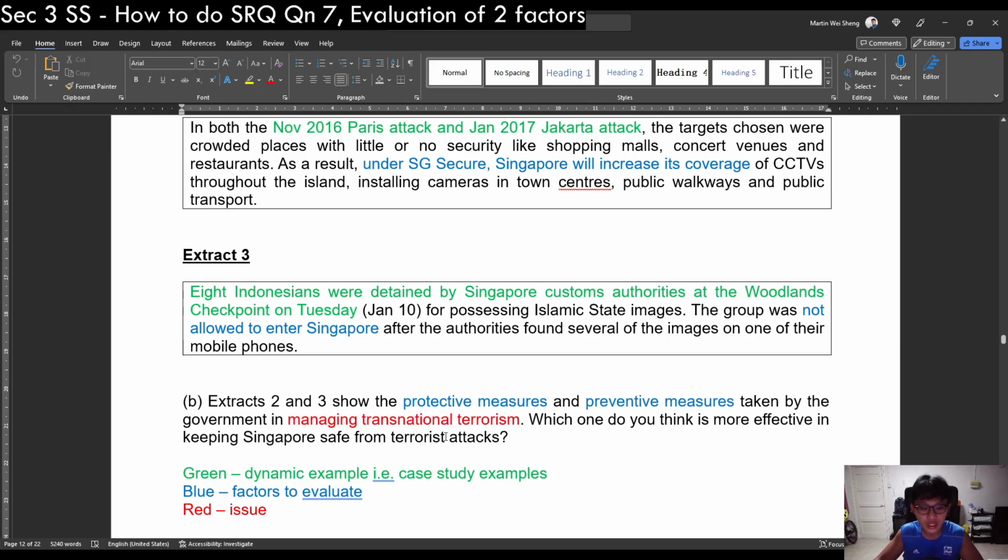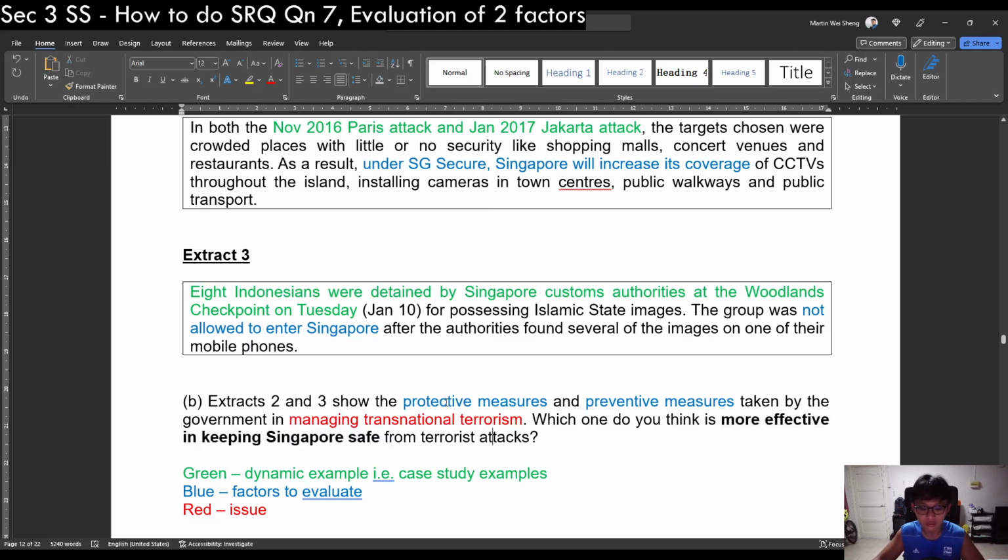In other words, this question shows you that this problem which Singapore faces, this issue of transnational terrorism, we have two ways to manage it. The first way is to have protective measures, and the second way is to have preventive measures. So you are supposed to answer which one you think is more effective in keeping Singapore safe. More effective in keeping the country safe.